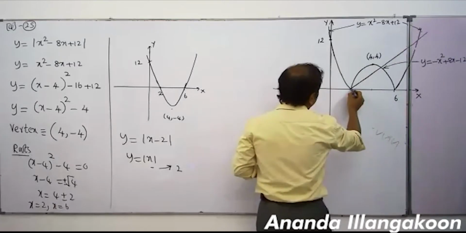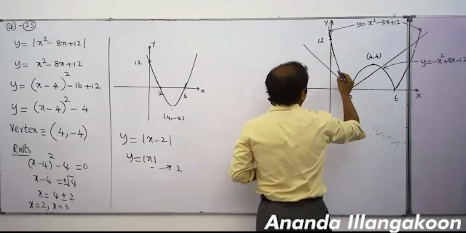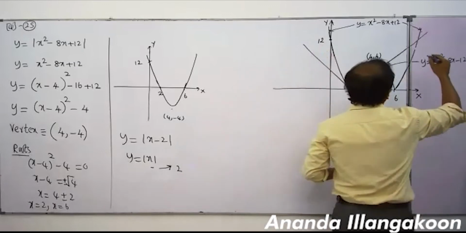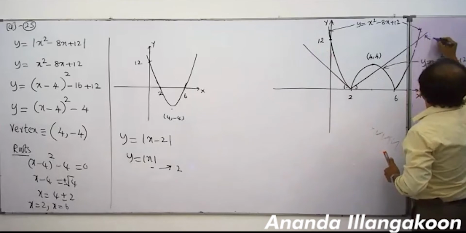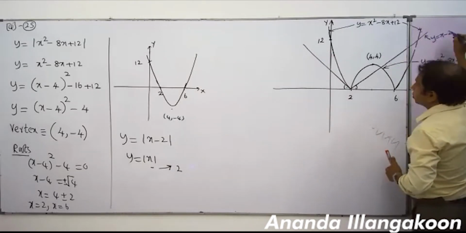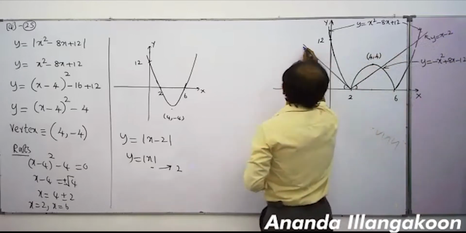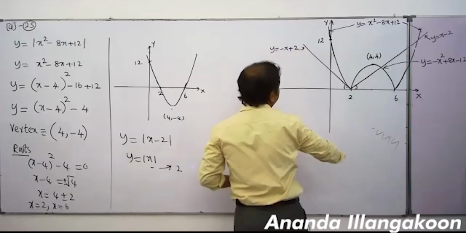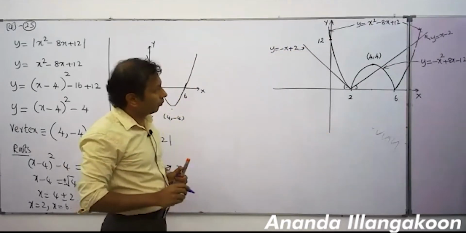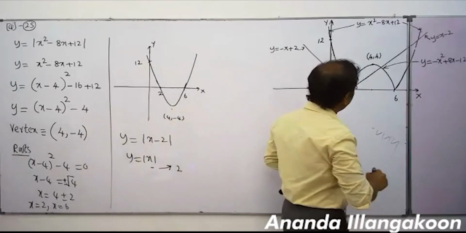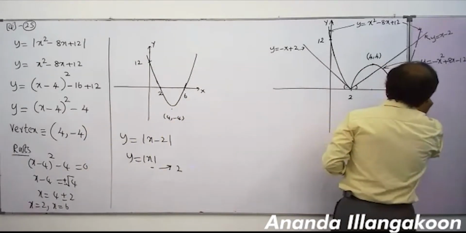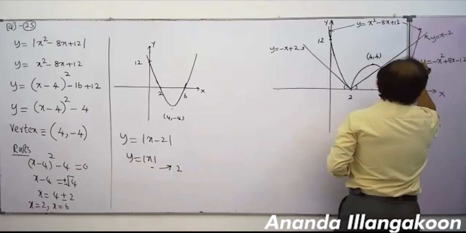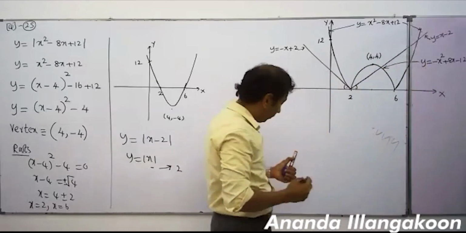Now this. The angles this and this being equal, right? 45. What is the equation of this part? Y equals x minus 2. This is y equals minus x plus 2. Right, this way.